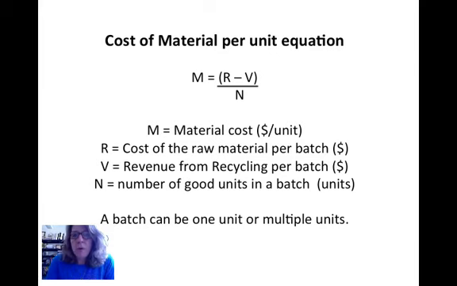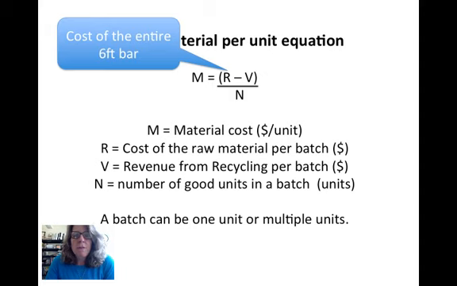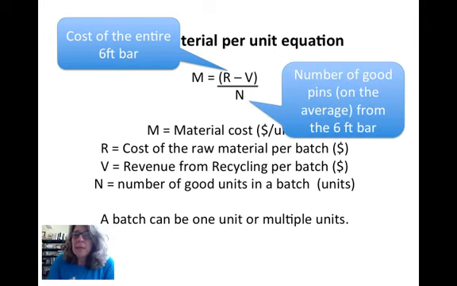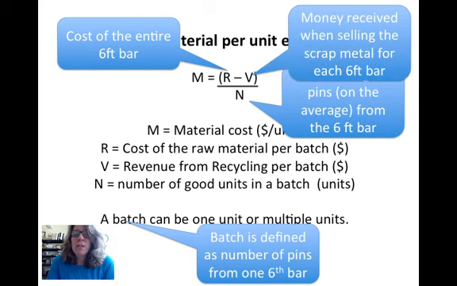So let's look at this in summary again. We have this equation where we're trying to calculate the dollars per unit of the material costs. And in this particular case, we looked at the raw material, which is the cost of the entire 6-foot bar. That's what we wanted to do. That's how we were defining that particular raw material cost. We also looked at the number of good pins on average from this 6-foot bar stock. And then finally, we did look at the cost of recycling associated with this. So we included the amount of revenue we got for selling back the scrap metal.